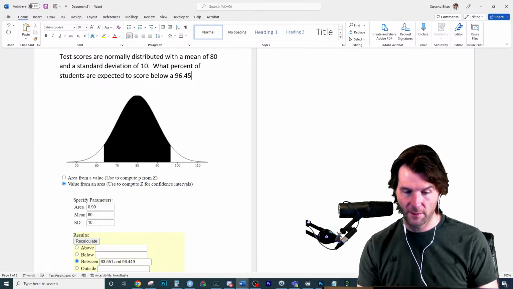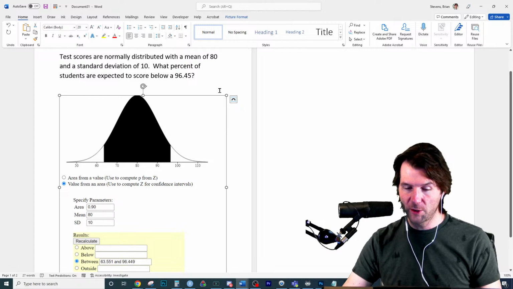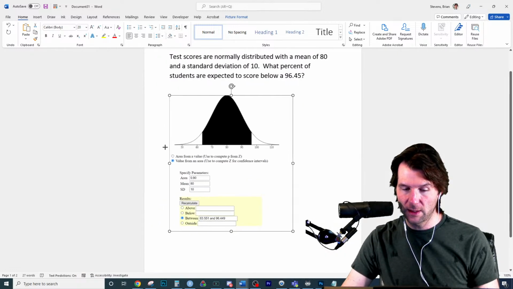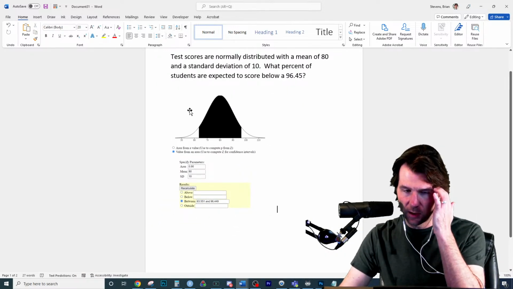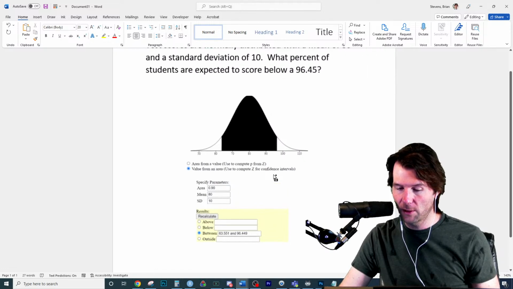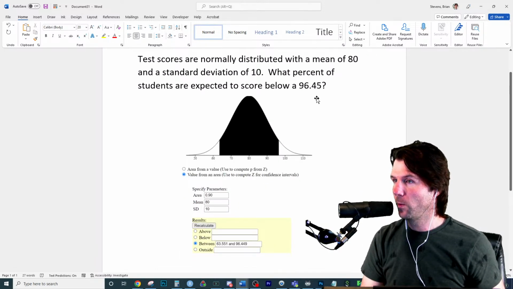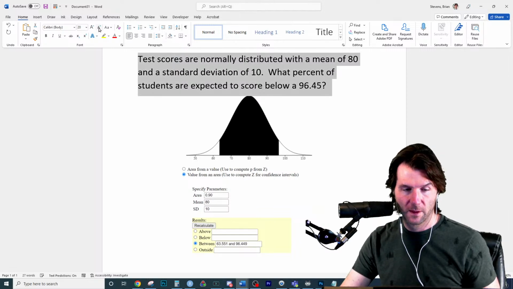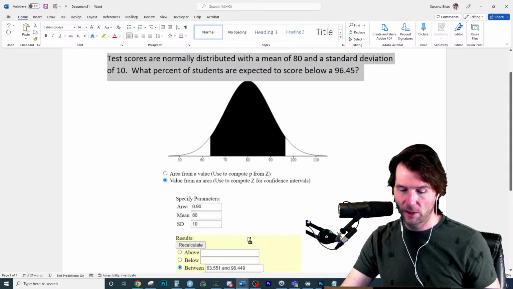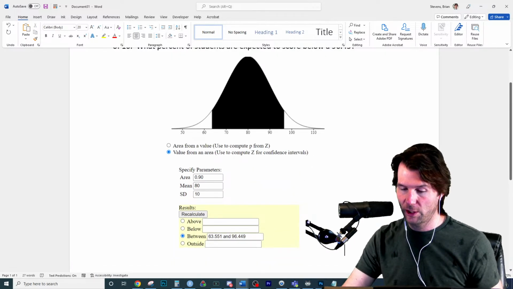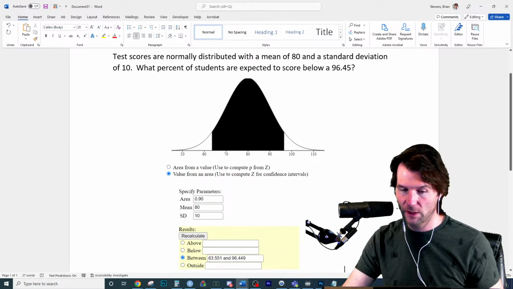96.45. Okay. What percent of students are expected to score below a 96.45? So see if you can solve this right here. If you know how to read the applet, I don't think it's that bad of a question, but what do people think? Take a moment, try to solve the question, and then I will explain the answer to it.